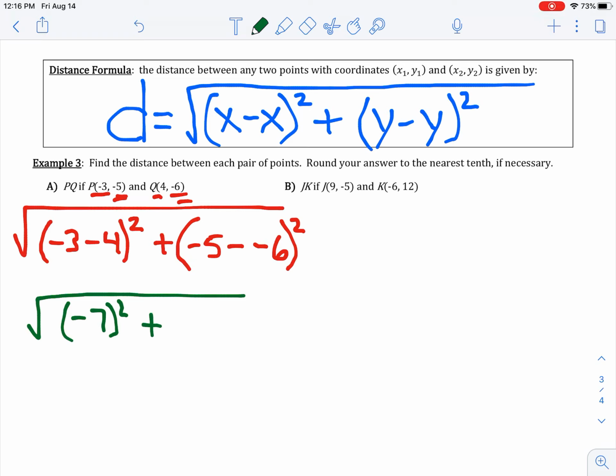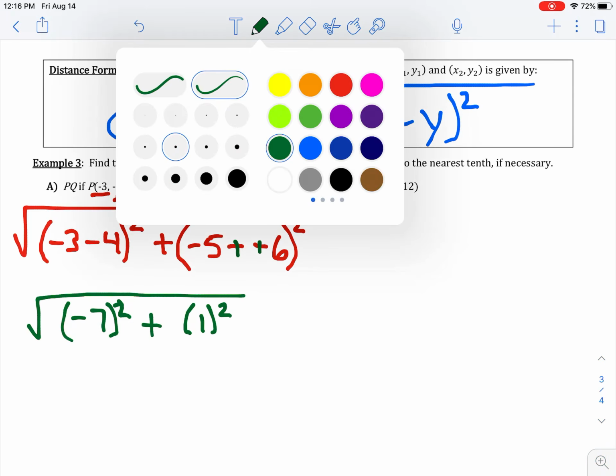Plus, negative 5 minus a minus, ooh, that's going to change to a positive because we have two negatives there. So negative 5 plus 6 will give us a positive 1, and we're squared. Okay, so we have it into the formula. Again, I'm not rushing through it. I'm just cleaning things up so that I know I get the correct answer at the end.